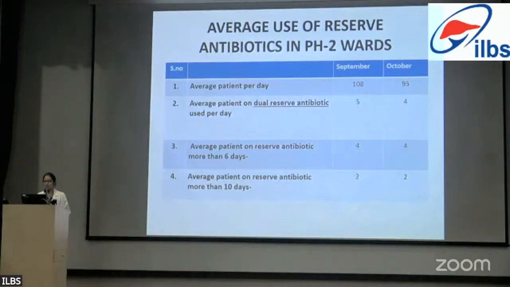1 in October. Then coming to the phase 2 wards, the reserve antibiotic usage was similar. The dual reserve antibiotics used per day was around 5 in September and 4 in October. Patients who were on reserve antibiotics for more than 6 days were around 4 in both September and October. And patients who were on reserve antibiotics for more than 10 days were 2 in both months.